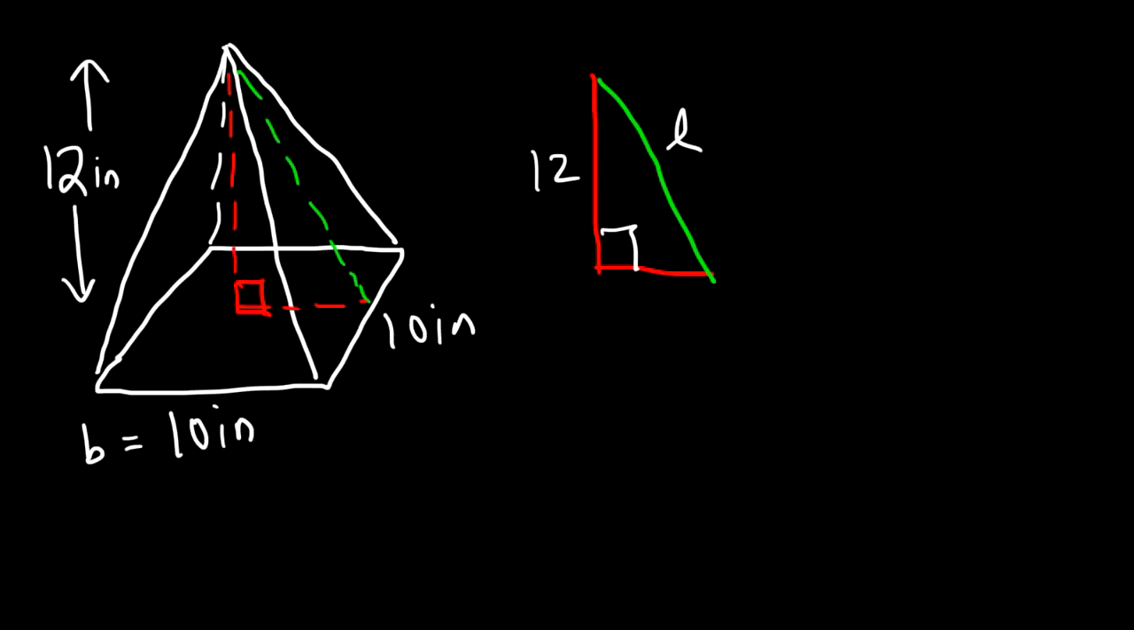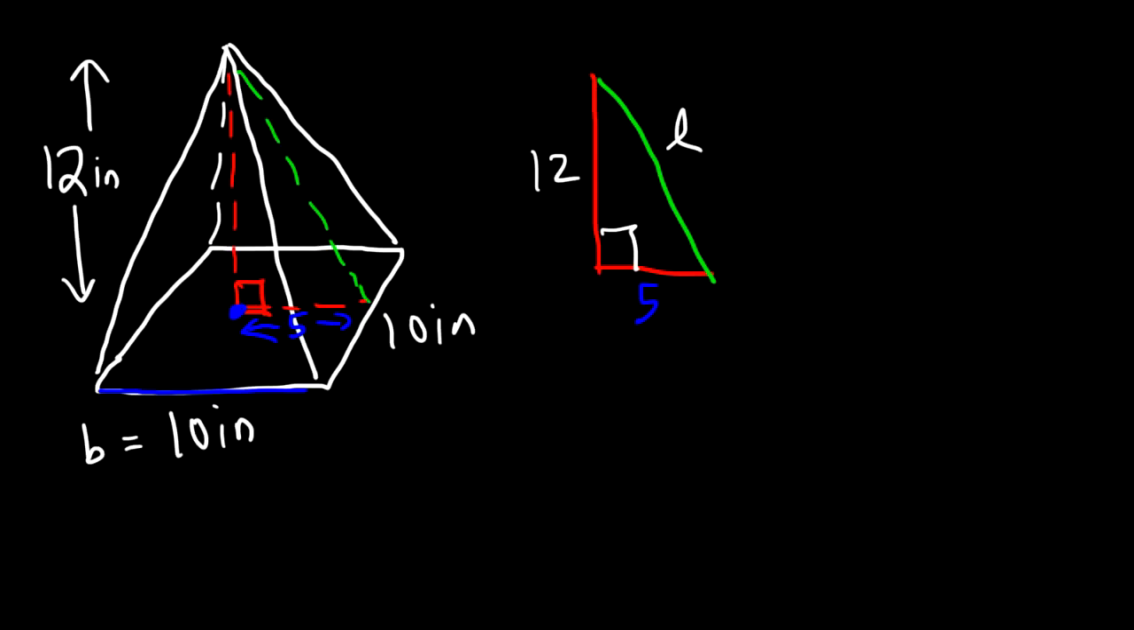Well, if b is 10, and we know that the red dotted line has to be at the center of the pyramid, therefore this section must be half of 10. So if this whole thing is 10, then this portion must be 5. It has to be half of 10 because this is the midpoint of the pyramid. So now we can use the Pythagorean theorem to find the slant height.